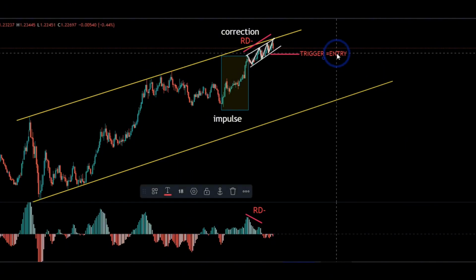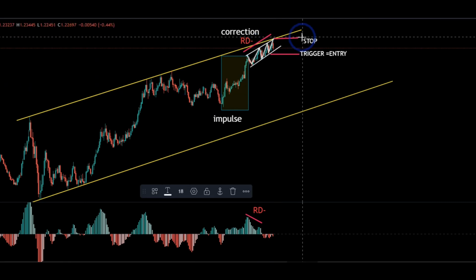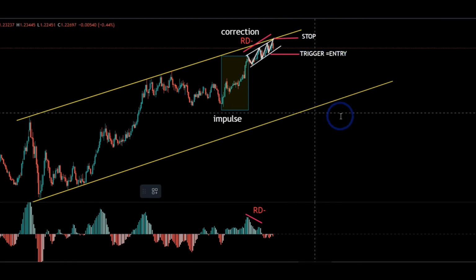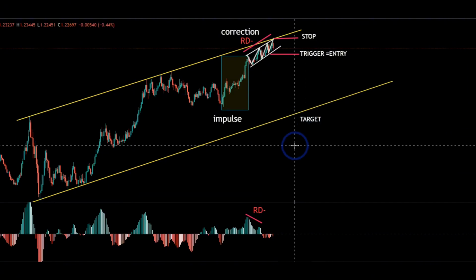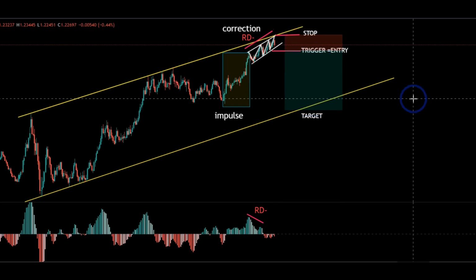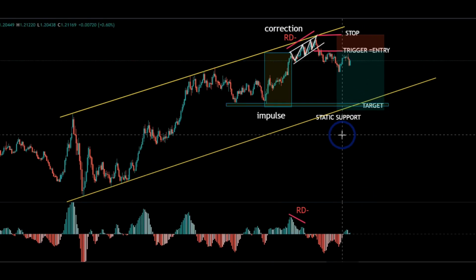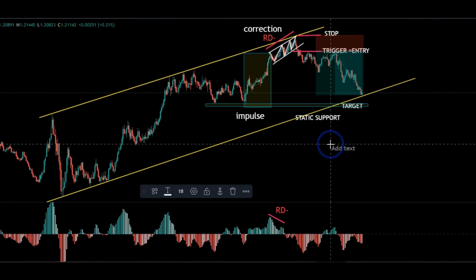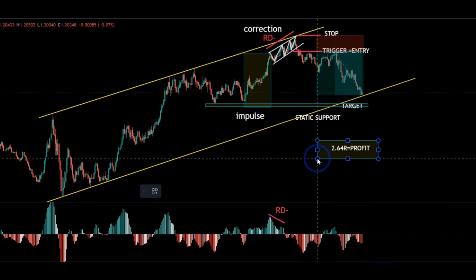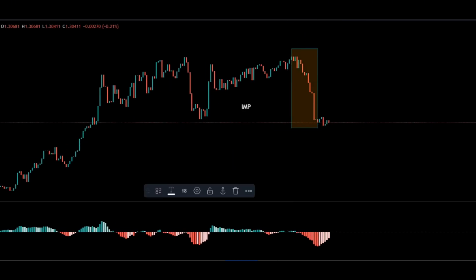our target. We place the target at the channel's bottom since our static support is below it in this case. The price then beautifully touches the channel's bottom and our target is almost hit, giving us a profit of 2.64R from this trade.